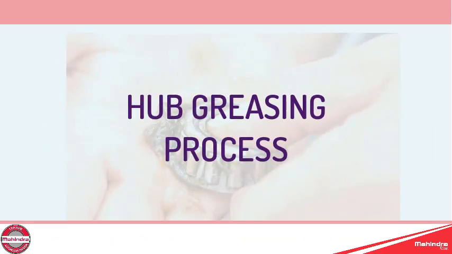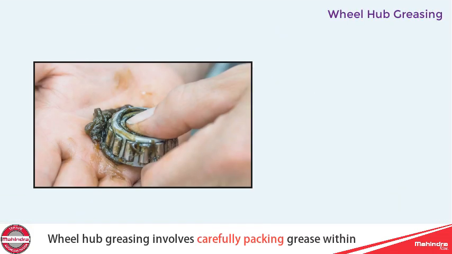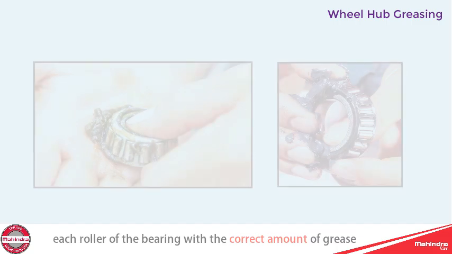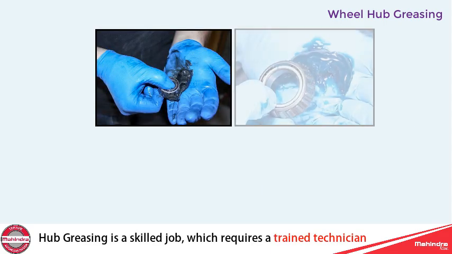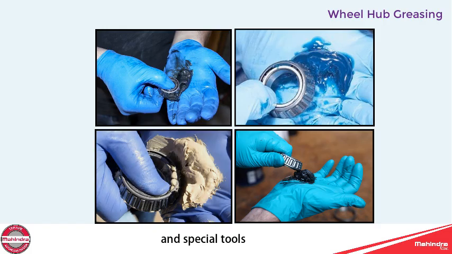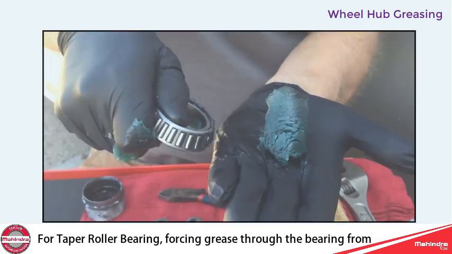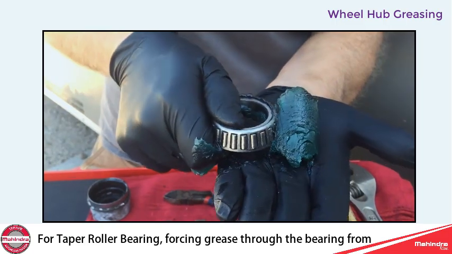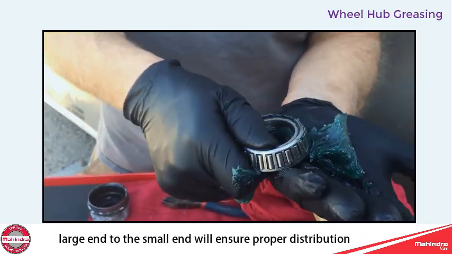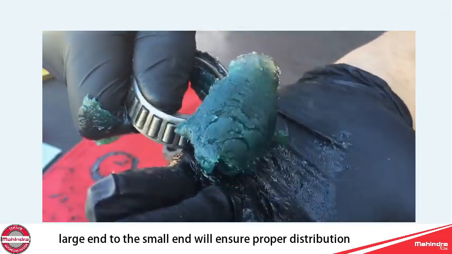Hub greasing process. Wheel hub greasing involves carefully packing grease within each roller of the bearing with the correct amount of grease. Hub greasing is a skilled job which requires a trained technician and special tools. For taper roller bearings, forcing grease through the bearing from the large end to the small end will ensure proper distribution.